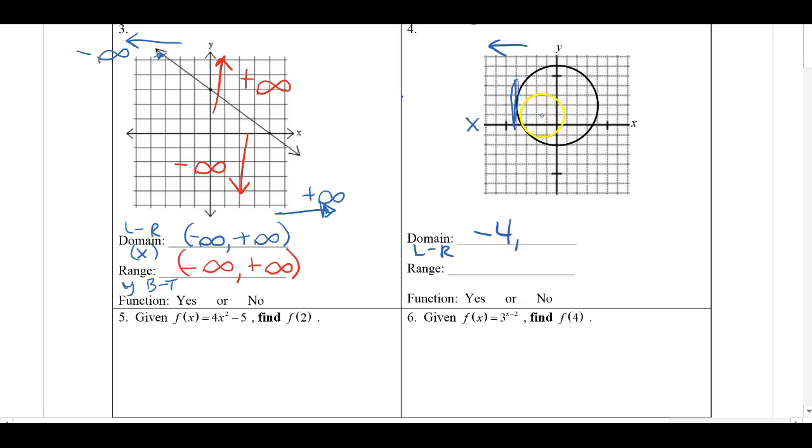Then we go to the right in the positive direction. Does it go forever? No. I'm going to put -4 here. It stops, and it stops at the positive value of 4.